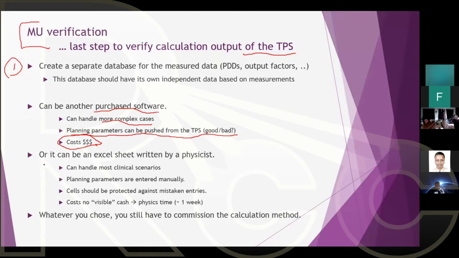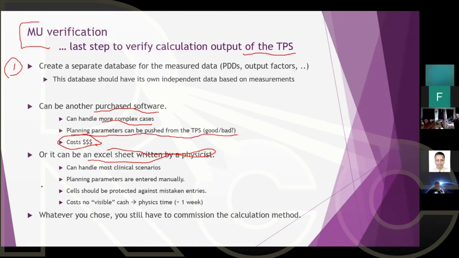Okay. Now the other option is that the physicist can create an Excel sheet. And this is, sorry, the mouse is always going back and forth. Excel is readily available. It's cheap. Everyone has Excel on their computers and laptops. I have written Excel sheets for MU calculation for 3D programs. I have written Excel sheets for plaque, eye plaque brachytherapy, and for different things. You can also write an Excel sheet for shielding calculation. So Excel sheets are a really good resource, and you can use them to handle most clinical scenarios.